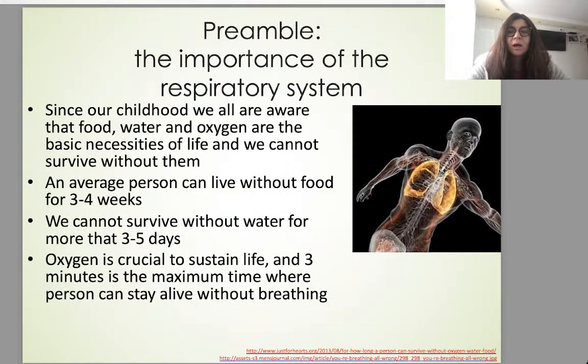Like a preamble, I want to remind you of the importance of the respiratory system. You saw this slide in the previous lecture. Since our childhood, we are all aware that food, water and oxygen are basic necessities of life, and we can't survive without them. The average person can live without food for 3-4 weeks. We cannot survive without water for more than 3-5 days. Oxygen is crucial to sustain life, and 3 minutes is the maximum time a person can stay alive without breathing.